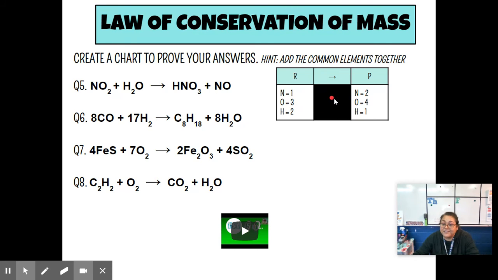This is not balanced. So this would be a good time to pause the video, make charts for questions 6, 7, and 8, count your atoms, make sure you're getting all of them combined, like if there's an oxygen here, you've got to add it to that oxygen, and check your work. So pause. And then when you're ready, unpause.